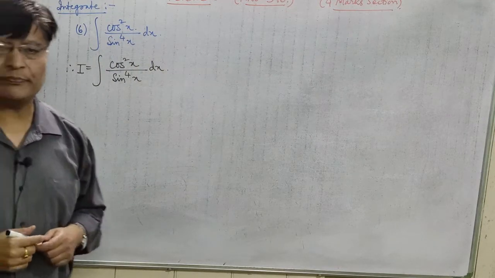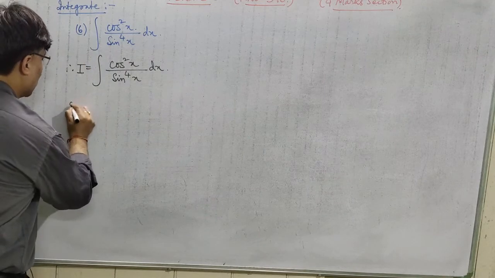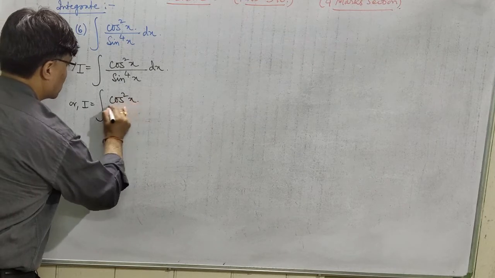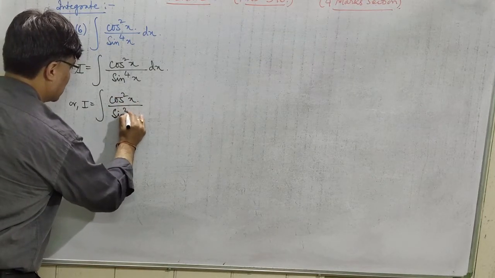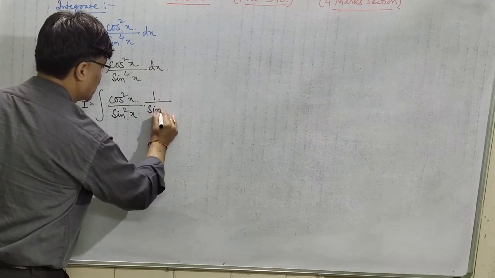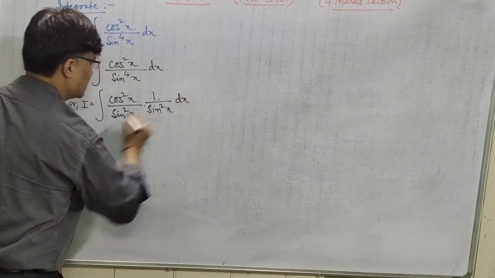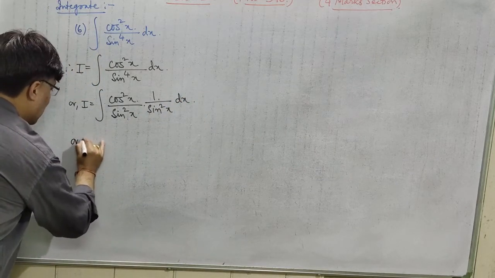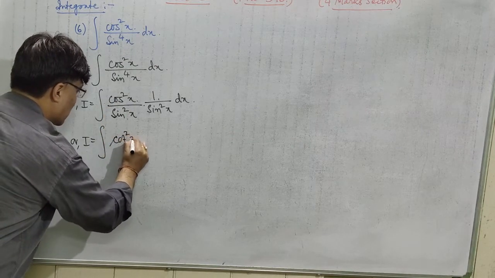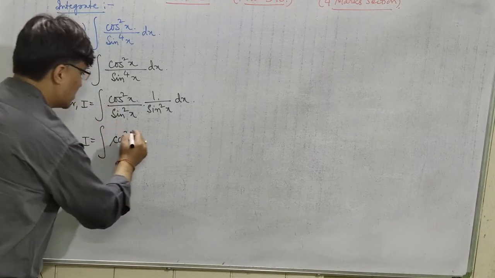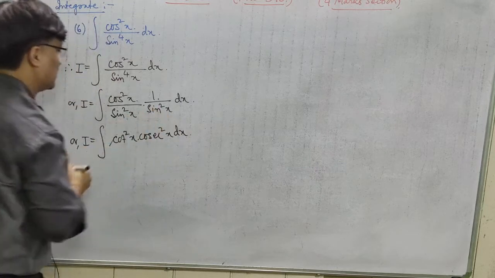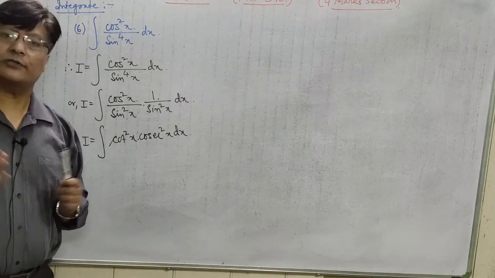So now let us simplify it first. You can break the term. You can simplify it as I is equal to integration of cos square x divided by sine square x into 1 by sine square x, right? Then you should write dx here. Or I is equal to integration of, what is cos square x by sine square x? It is cot square x into, what is 1 by sine square x? It is cosec square x dx. So I think you have understood it.